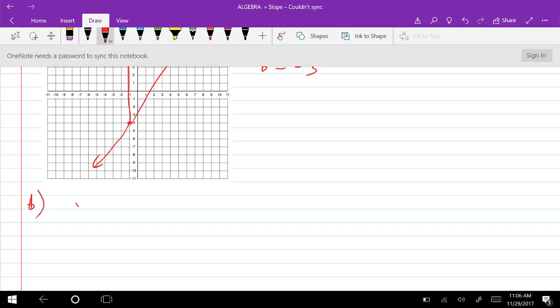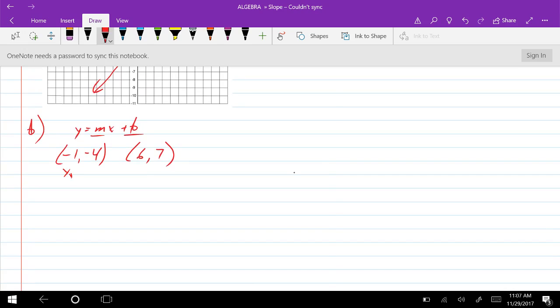Part B asks for slope-intercept form. So y equals mx plus b. I know that I have to find my slope and my y-intercept. I always find my slope first. So (-1, -4) is the point, and (6, 7) is the other point.